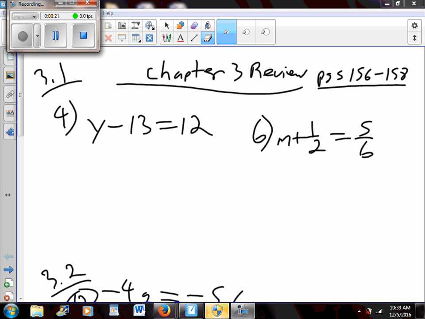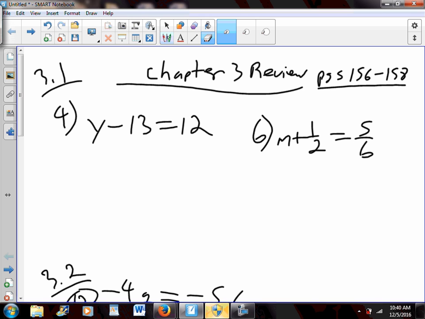Most simply, in 3.1 involved the idea of adding or subtracting numbers from both sides of an equation to arrive at a value for a variable. In problem number 4, y minus 13 is equal to 12. We've got to get y by itself. In order to do that, we're going to add 13 to both sides.